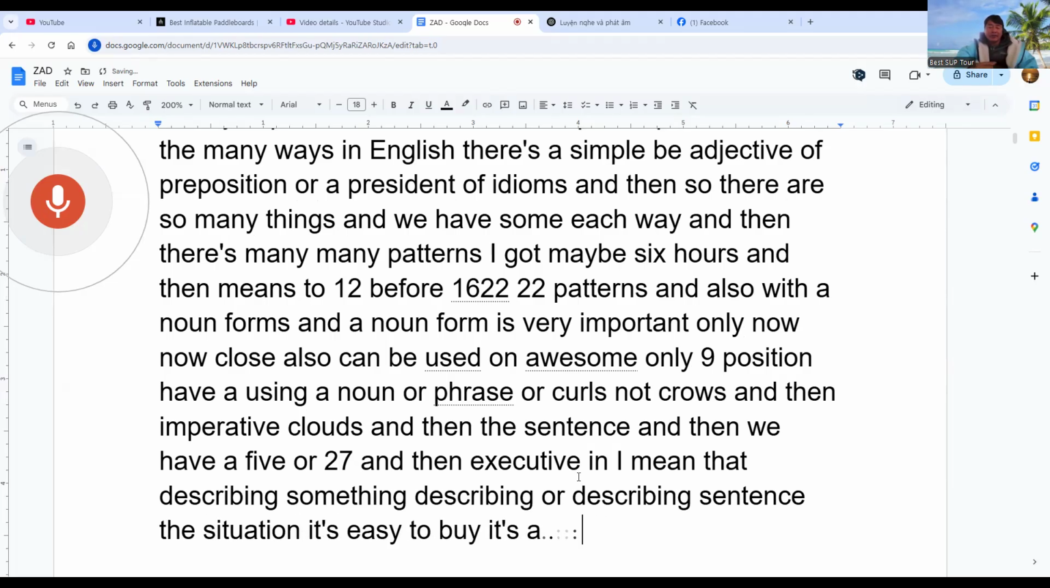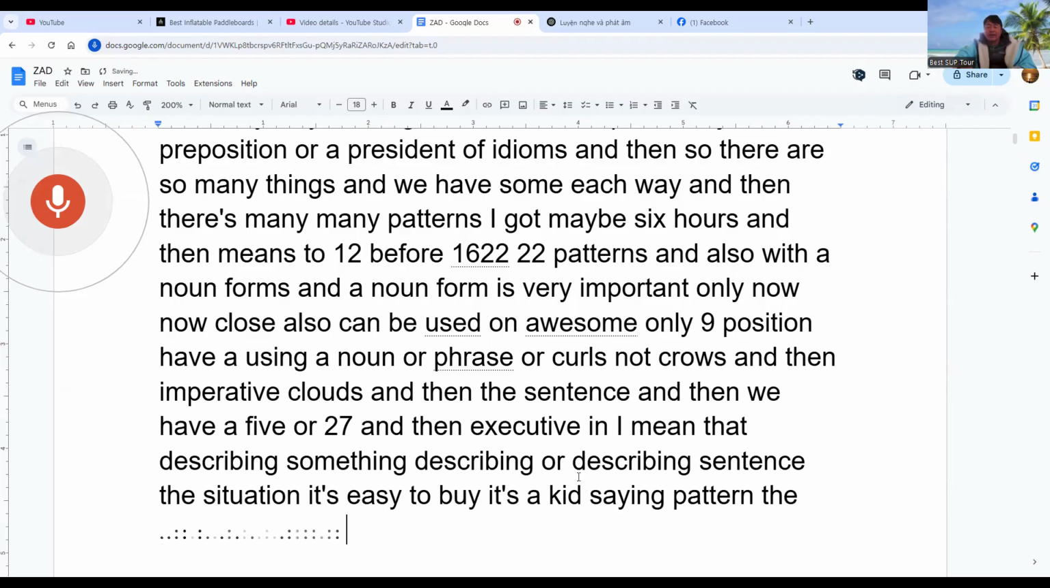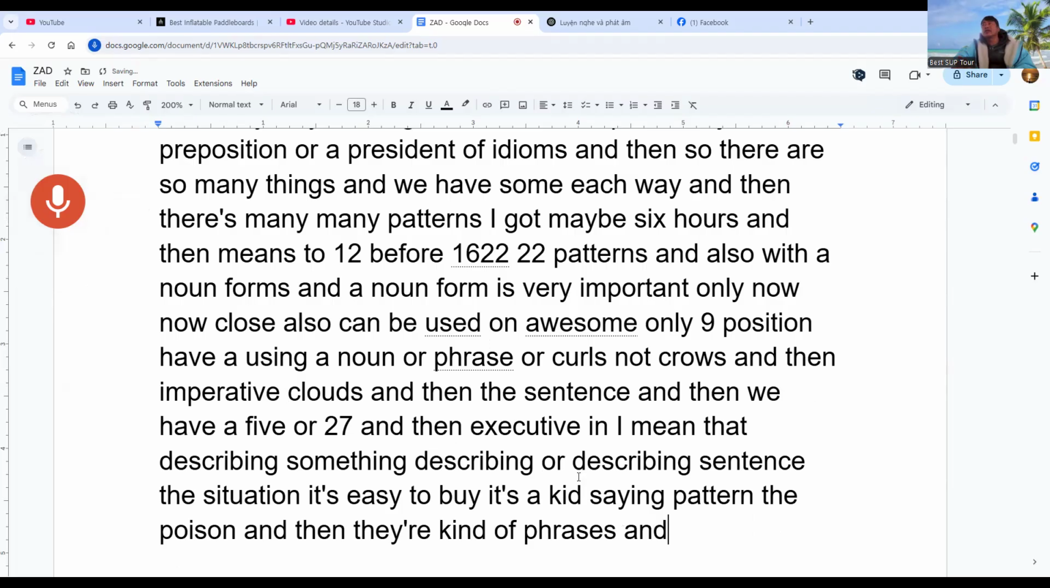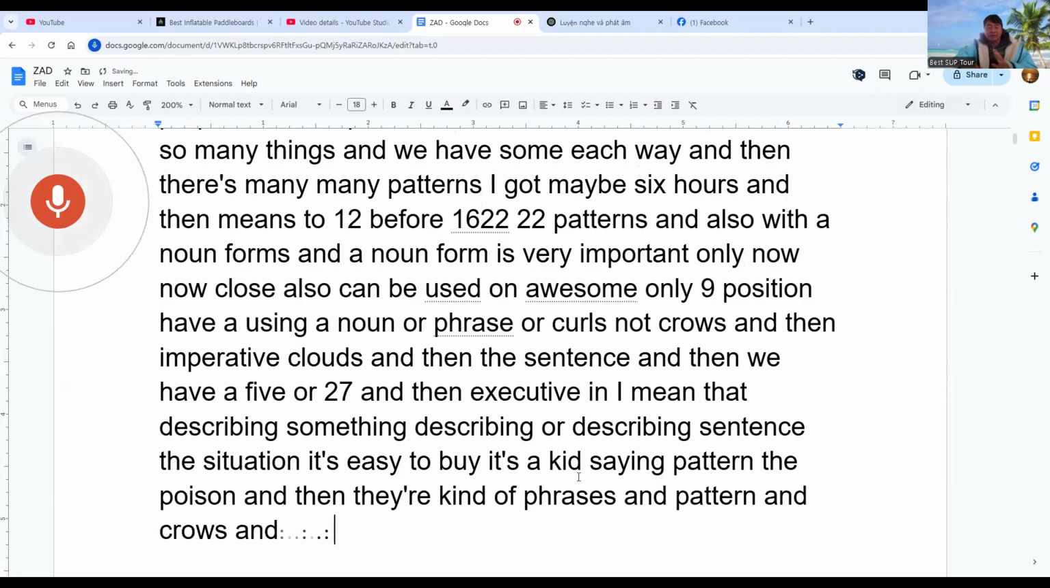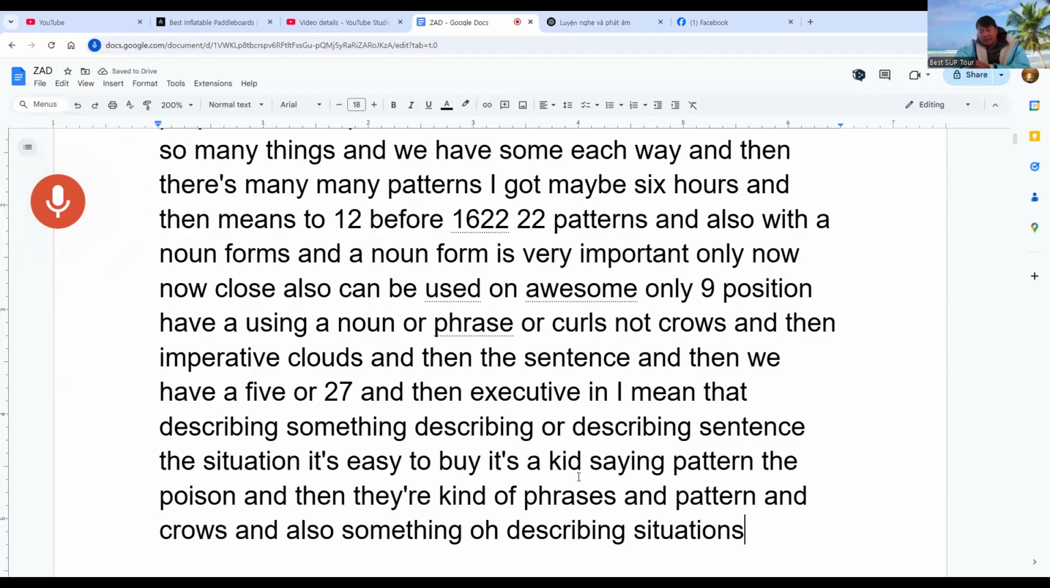an adjective, with the same pattern as the noun: the adjective itself, the phrase, the kinds of phrases and patterns, and clauses, and also a relative clause for describing. Grammatically it is the same situation, the same pattern.